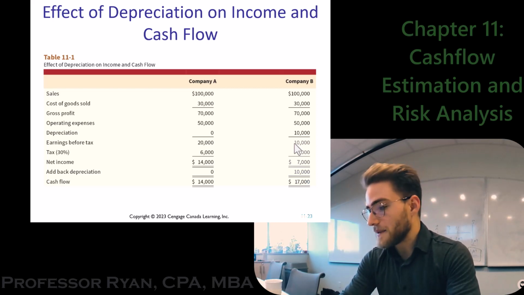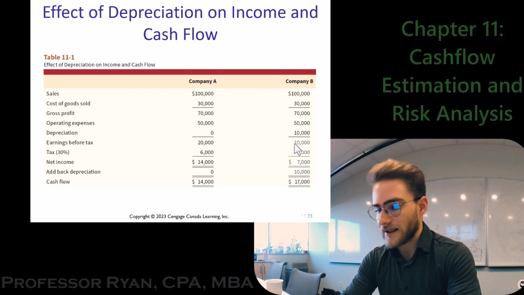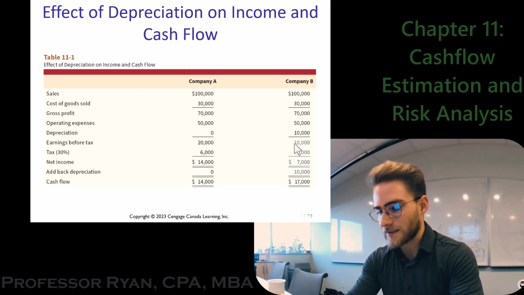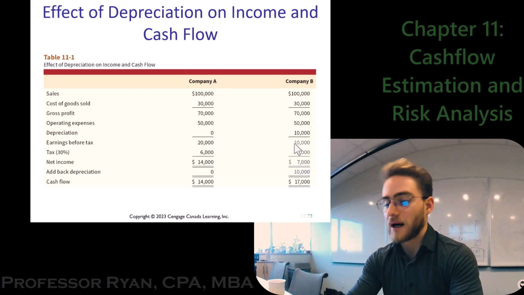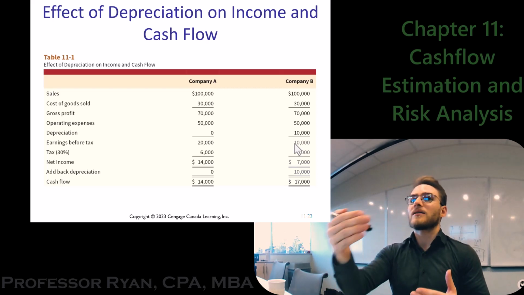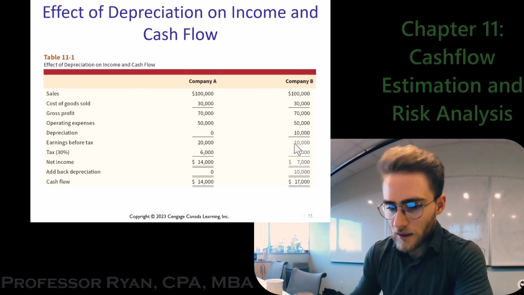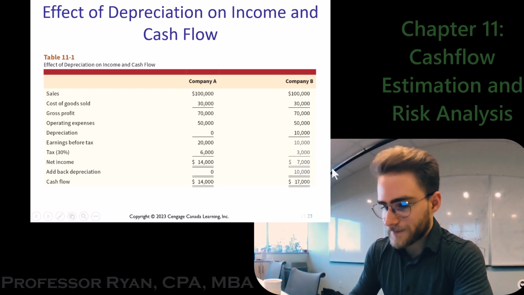Yet company B deducted $10,000 more in expenses. So what's the difference here? About $7,000, right? We deducted $10,000 in expenses, but my net income only dropped by $7,000. That's because I paid $3,000 less in tax because I deducted that depreciation. Okay.